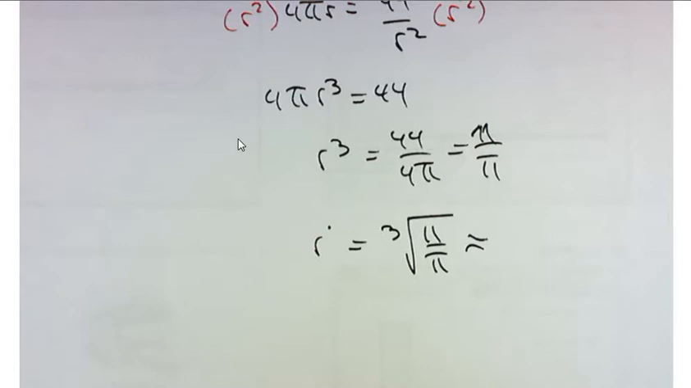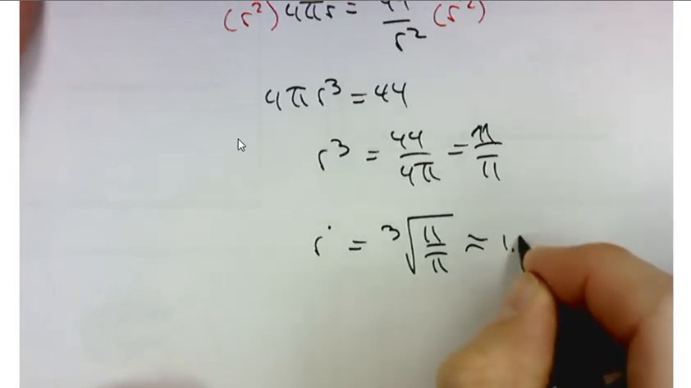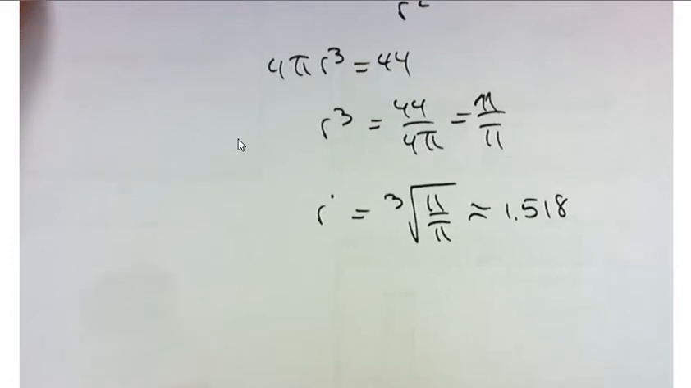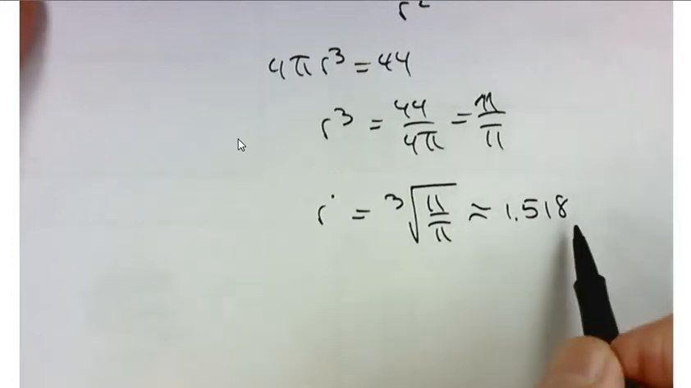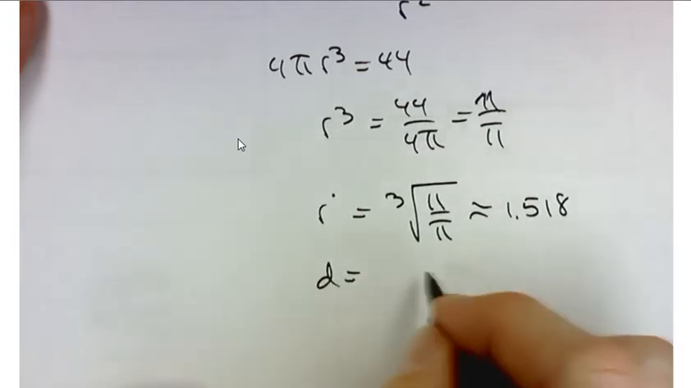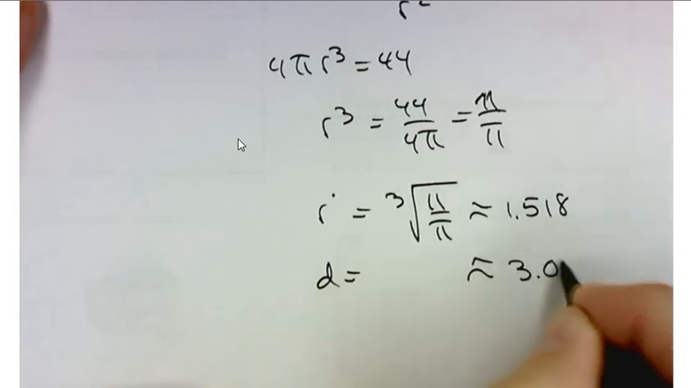Now there's an interesting thing here. Let's get a decimal value. This is something I didn't realize about this problem until I got the decimal value. The radius is about 1.518 something. The diameter, of course, is going to be twice that, so it's going to be about 3.037 as a decimal.